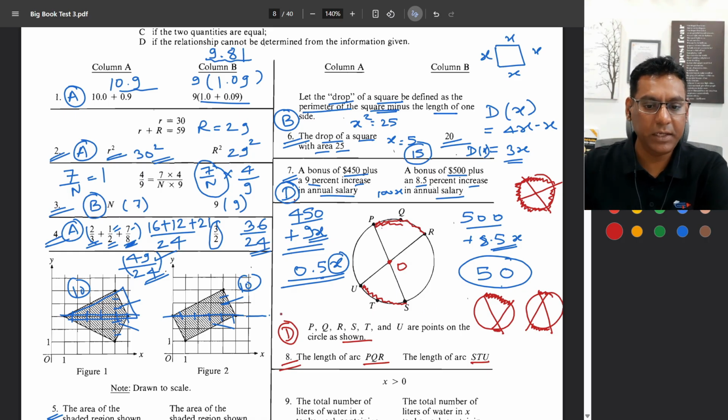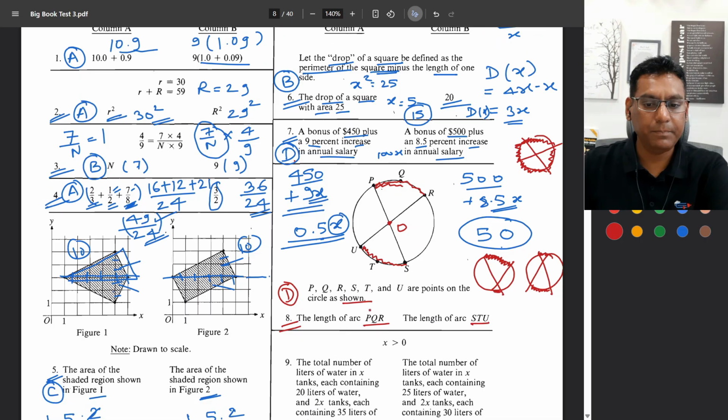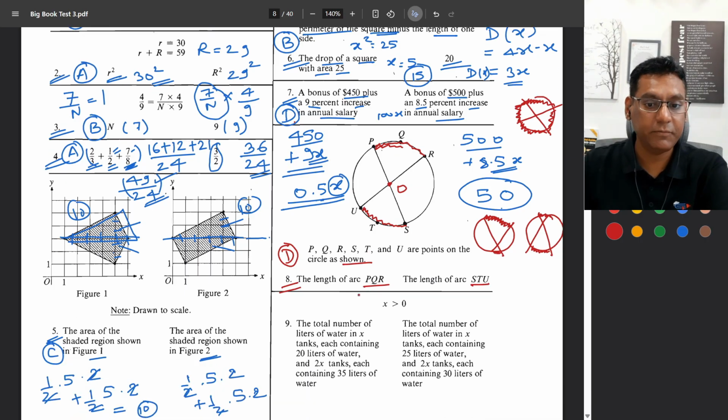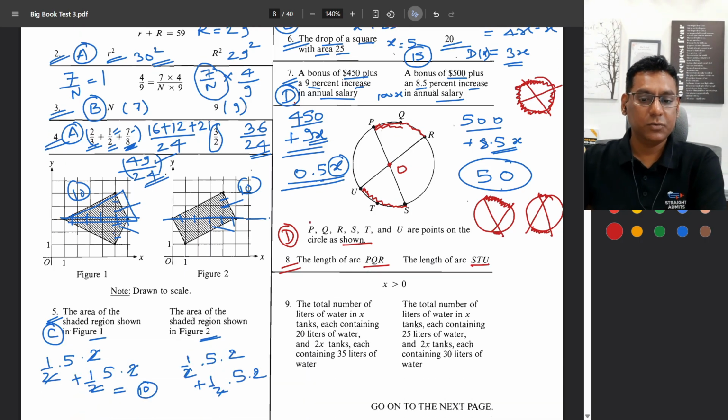Okay, we got two D's. Generally, D is not so frequent, but here we're getting two D's back to back. So that's interesting. Okay, x is greater than 0. x is some positive number. Now we're doing question 9. x is some positive number.